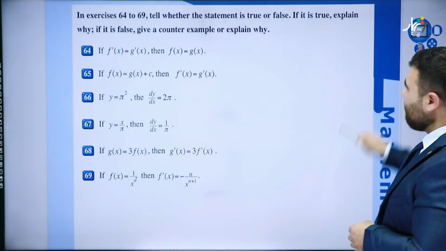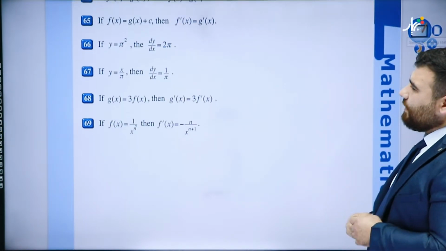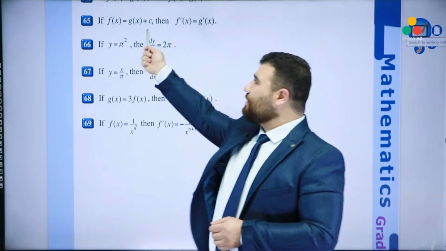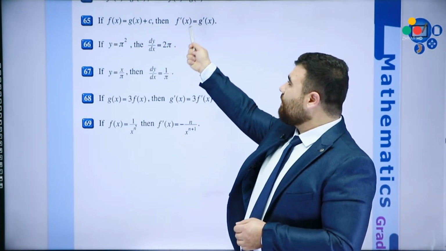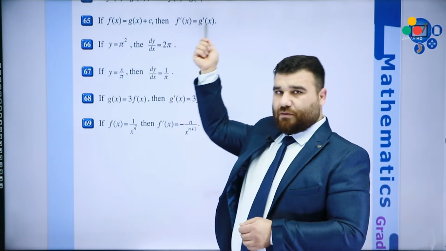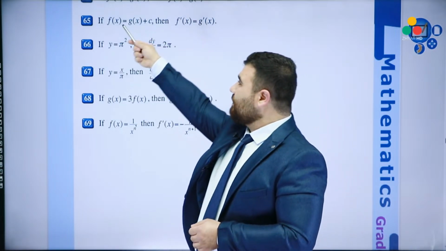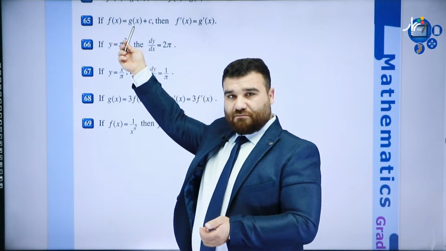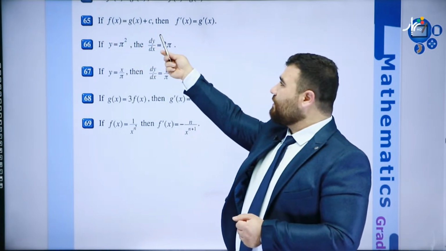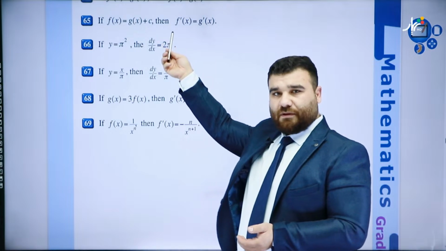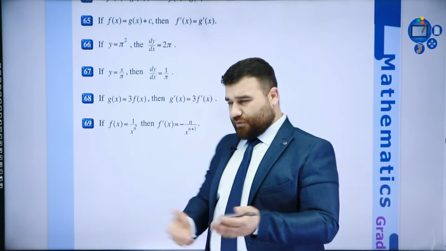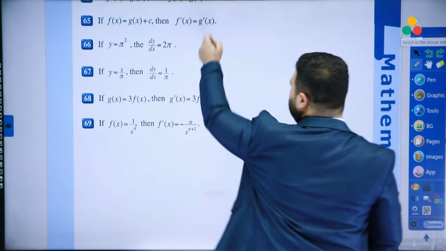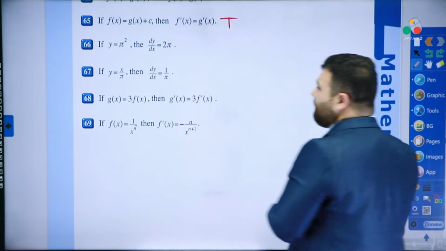65. If f(x) is equal to g(x) plus c, then f prime equals g prime. This is correct, because when we do the derivative, this will be f prime, derivative of f. This will be g prime, derivative of g, plus derivative of c. C is a constant, it's a number. Derivative of c is 0, so we don't count it. This is true, and we already explained it.